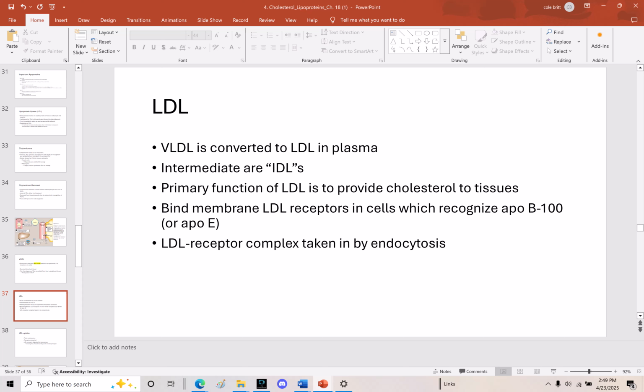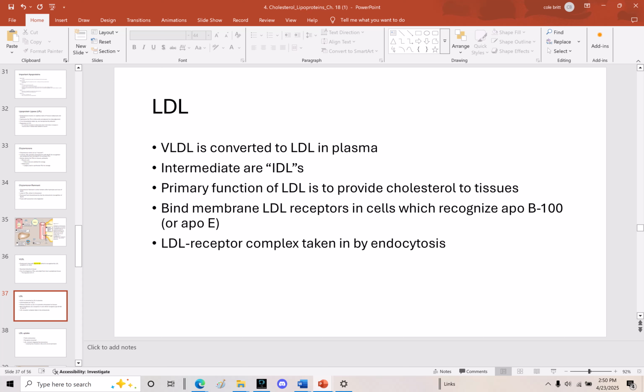There is an intermediate, an IDL. You don't have to really worry about the intermediate, but there is an intermediate that's made in between there. Once we make an LDL, the function of an LDL is to transport cholesterol to tissues. So VLDL's function was to transport triglycerides to tissues. LDL's function is to transport cholesterol to tissues. And this is when the LDL receptor comes into play.